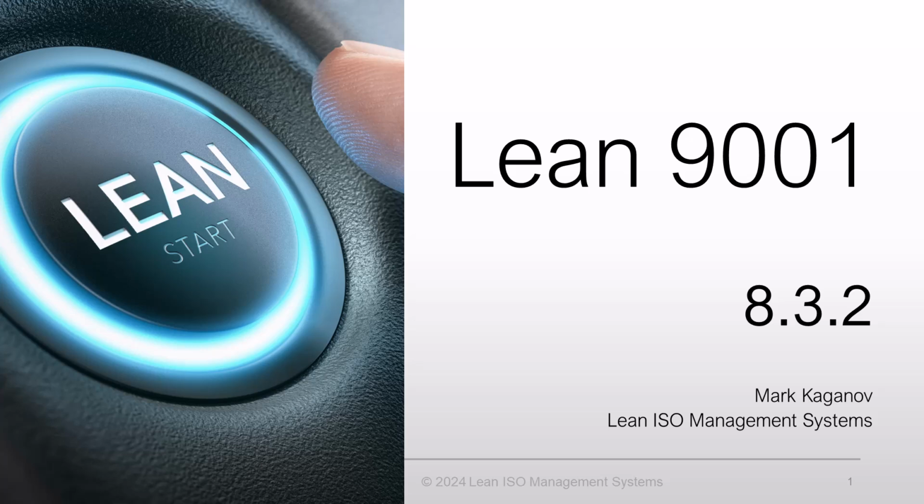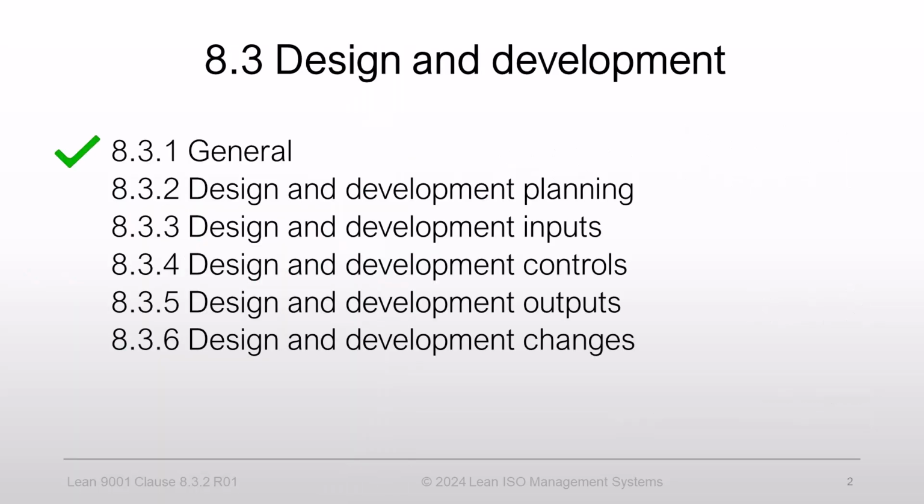Today, we will discuss element 8.3.2 of the ISO 9001 standard, Design and Development Planning. Clause 8.3, Design and Development of Products and Services, consists of 6 subclauses. General, we covered it in the previous video. Planning. Inputs. Controls. Outputs. And changes.